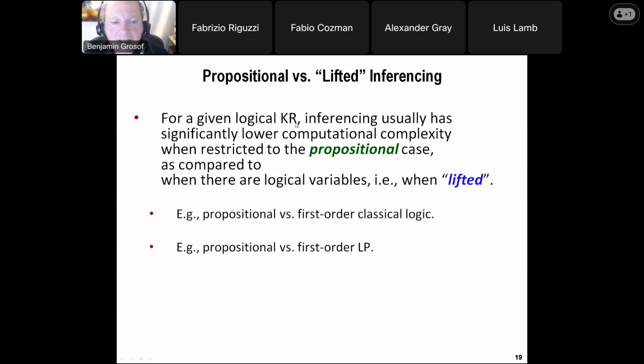Now, it is important to understand that for a given logical KR, inferencing usually has significantly lower computational complexity when restricted to the propositional case as compared to when there are logical variables. So for example, propositional versus first order classical logic, propositional versus first order logic programs. And you can think of neural nets as propositional, essentially.